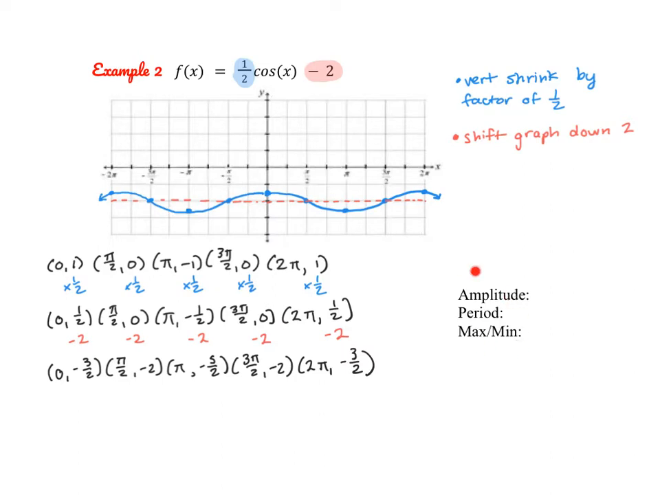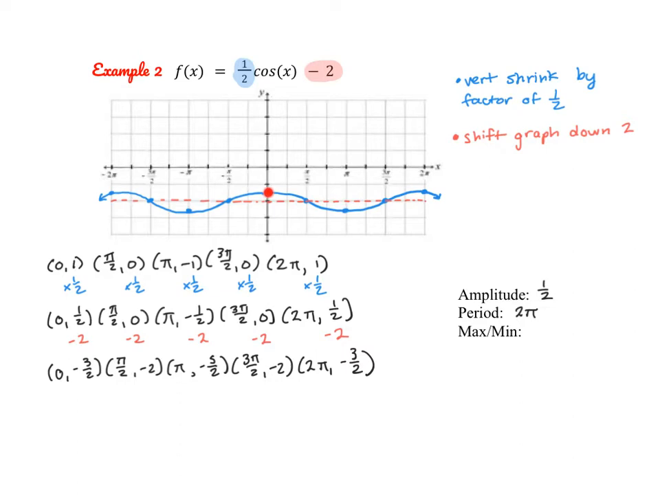Okay, so now let's name our key features. So our amplitude, again, is the distance from the midline to the max or min. So you can see that distance is 1/2. Another little tip, it's always going to be that a value out front. That's going to be the amplitude of our function. Our period is still 2 pi. That's unchanged from the parent function.